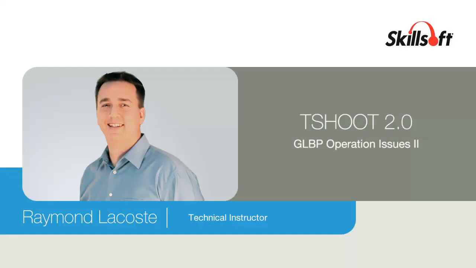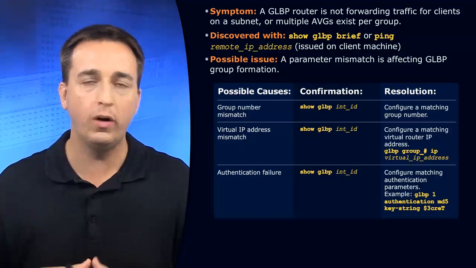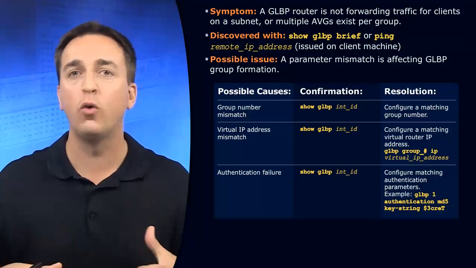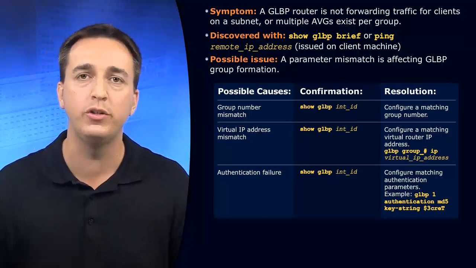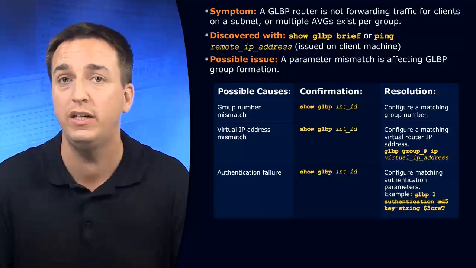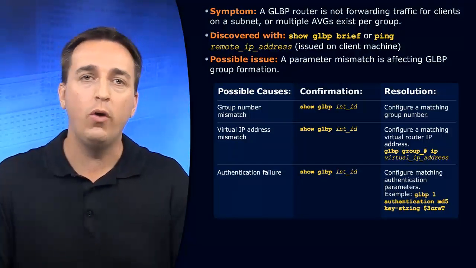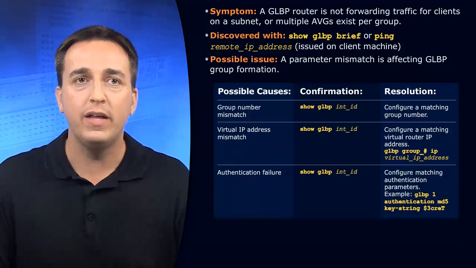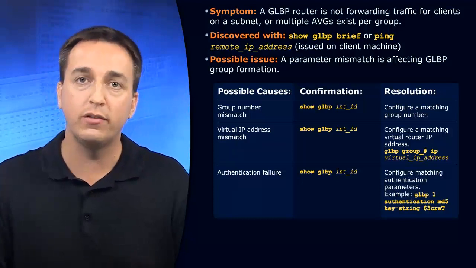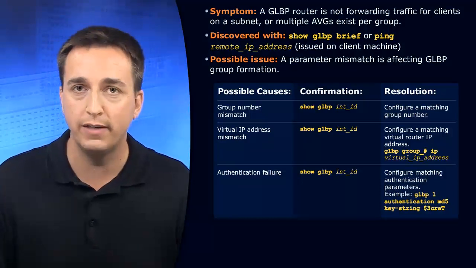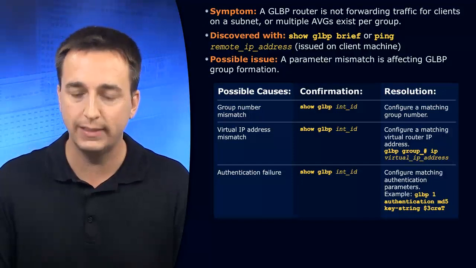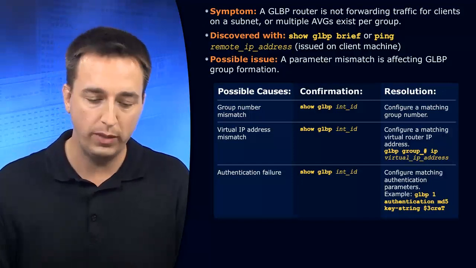If you're having issues with your GLBP group whereby certain routers are not forwarding traffic as you expect them to, or even you have multiple AVGs that exist, you will want to verify that your group numbers are accurate, that there's no IP addressing mismatches, and that authentication has been successful for that GLBP group.